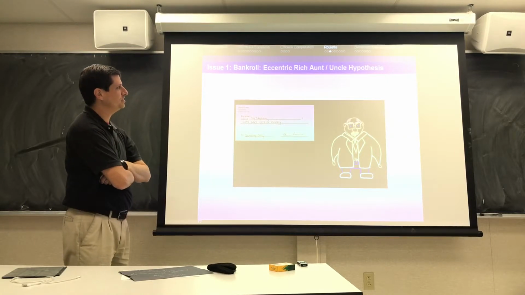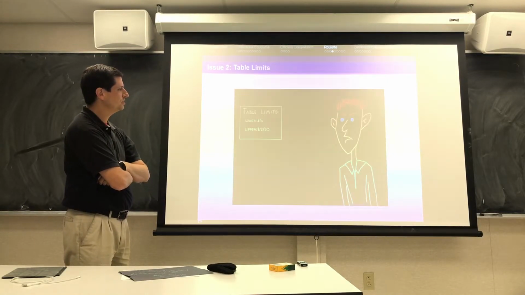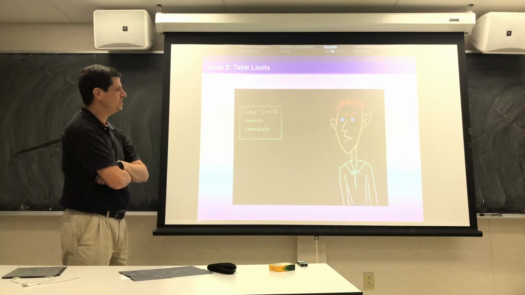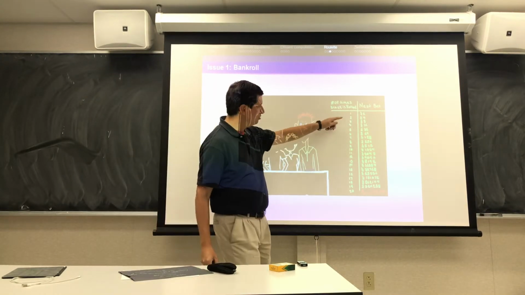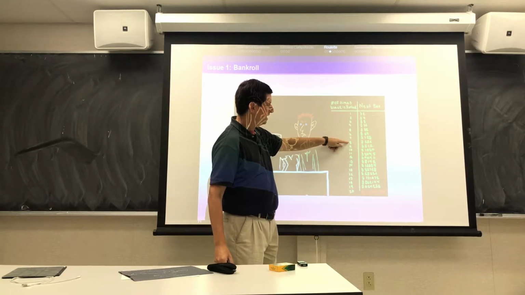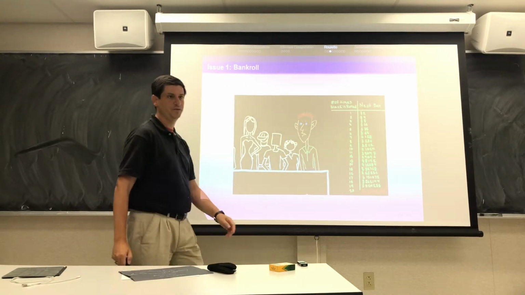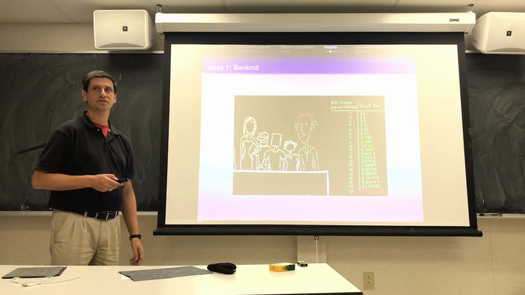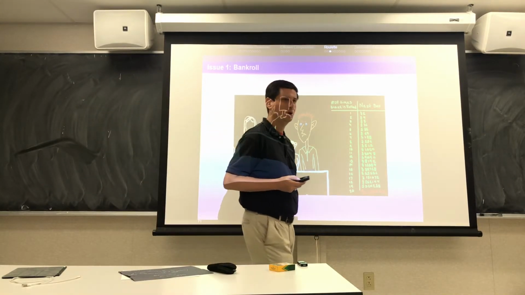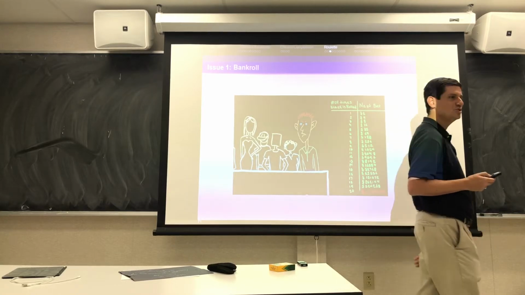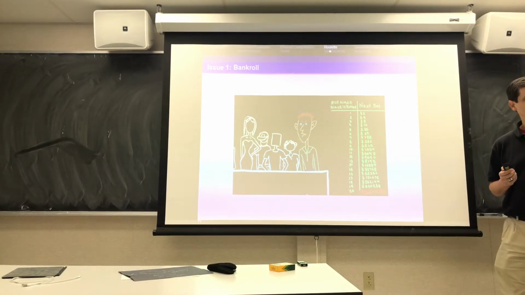So I talked about the eccentric rich aunt-uncle hypothesis. The real issue is table limits. What if you could only bid $200? If you could only bid $200, we can only do it 7 times. Once we get to the 8th, we'd have to put down 256, and Vegas doesn't allow us. What happens is when you win small, you win $1. When you lose, you lose bad. Okay? This is all probability.